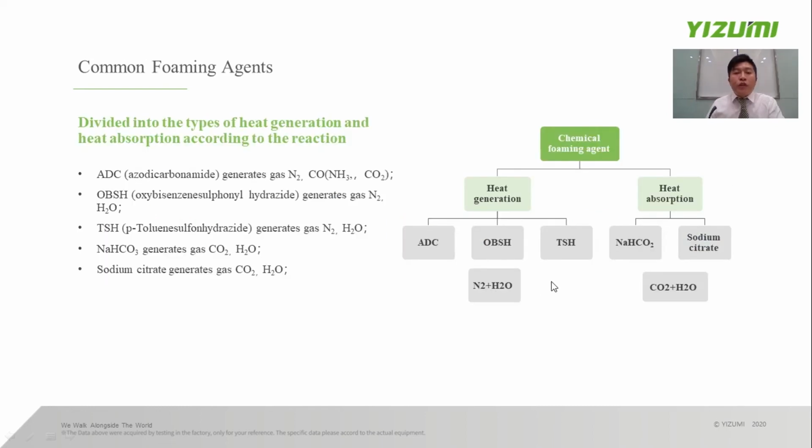Here, we will introduce the chemical forming agent. Generally, there are two types. One is the heat generation type, another is the heat absorption type. For the first type, it could be ADC, OBSH, and TSH. Normally, they will release nitrogen gas and a small amount of water. For the heat absorption type, it will release carbon dioxide gas and a small amount of water as well.